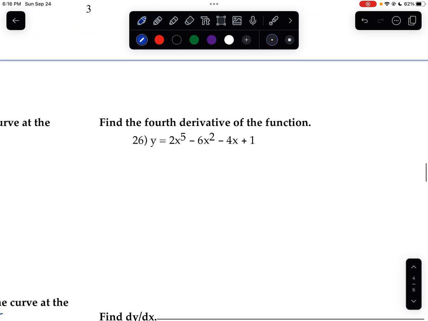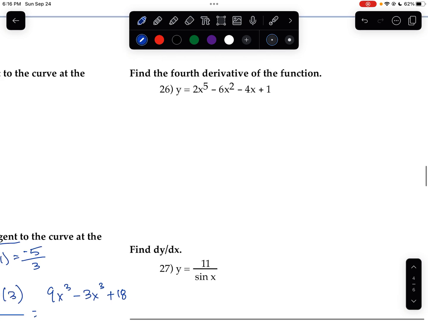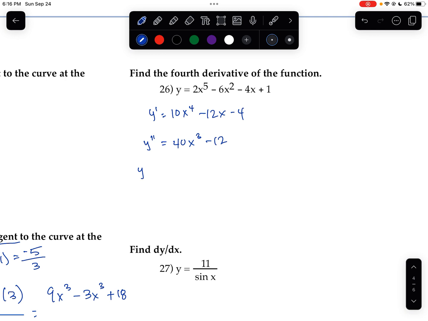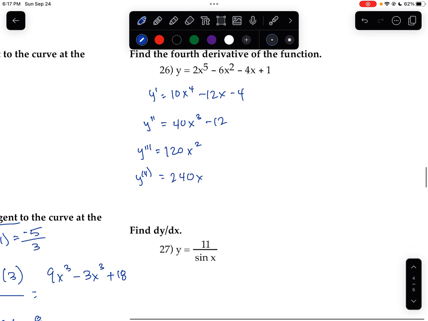For 26, find the fourth derivative of the function. So y prime would be equal to 10x to the fourth minus 12x minus 4. Y double prime would be equal to 40x cubed minus 12. Y triple prime would be equal to 120x squared, and y 4 prime would be equal to 240x.